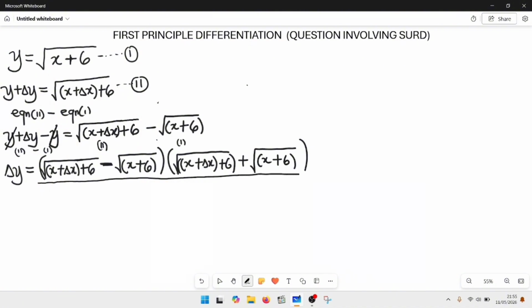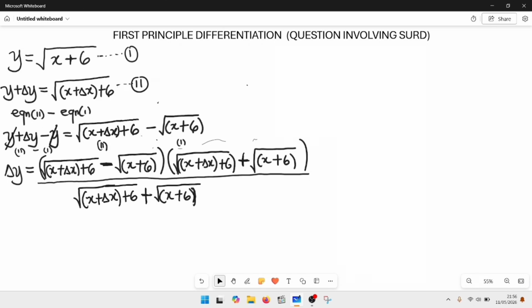again by this conjugate, by the square root of x plus delta x plus 6, and then plus the square root of x plus 6. That's the idea. I haven't subtracted this. There's nothing we can do here. Just multiply both sides by a surd conjugate. What does conjugate mean? This same expression that we have, just change the sign to plus and put it here again. That's all we need to do.